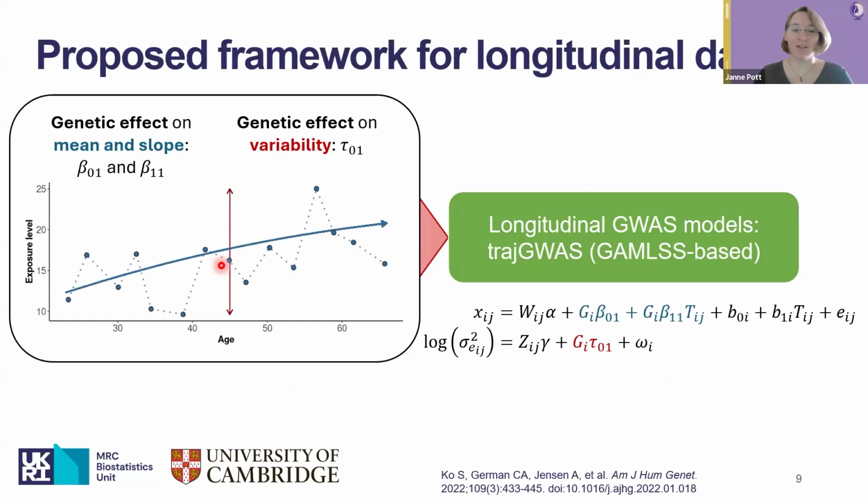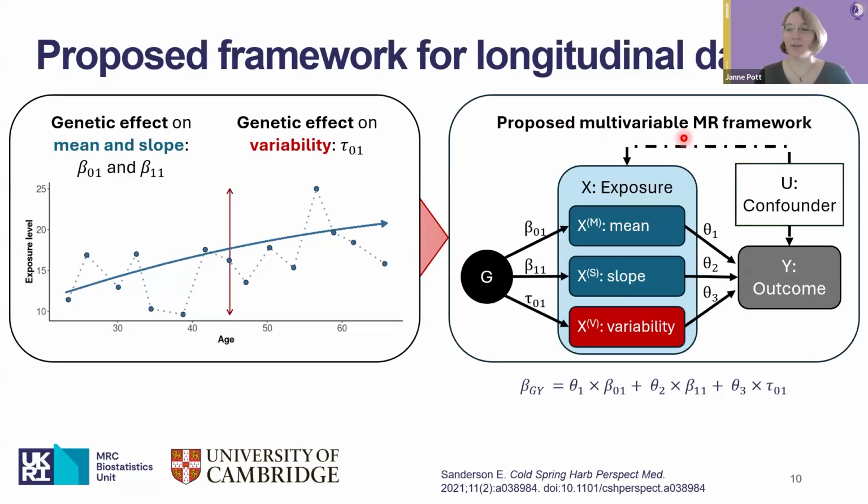I wanted to use longitudinal cholesterol data and estimate in this longitudinal GWAS model the SNP effect on the mean level, on the slope, on the trajectory of the cholesterol levels, and also on the variability, like how much is the variance within a person over the observed time. And then I simply plug them back into a multivariable MR framework. So we use those 3 estimates for the same SNP, use them on those 3 different types of the exposure, the mean level, the slope, and the variability, and then estimate those 3 independent causal effects, test if there are 3 independent causal effects on our outcome of interest.